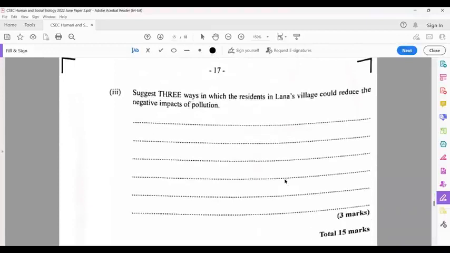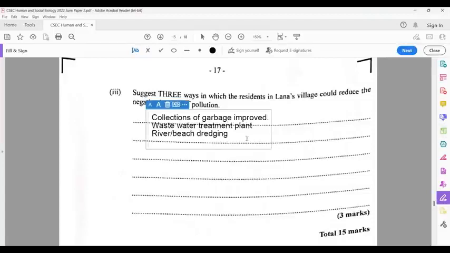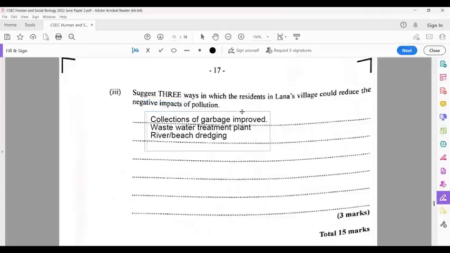Suggest 3 ways in which the residents in Lana's village could reduce the negative impacts of the pollution. So garbage collection needs to be improved. The sanitation company, sanitation workers, collecting this garbage on a more regular basis will improve it. It will remove the large collection of garbage bags that happens between the time they presently collect. So once you improve that, that pollution problem will be resolved. A wastewater treatment plant, because as it says, the water from the washing machine is running straight into the waterways.